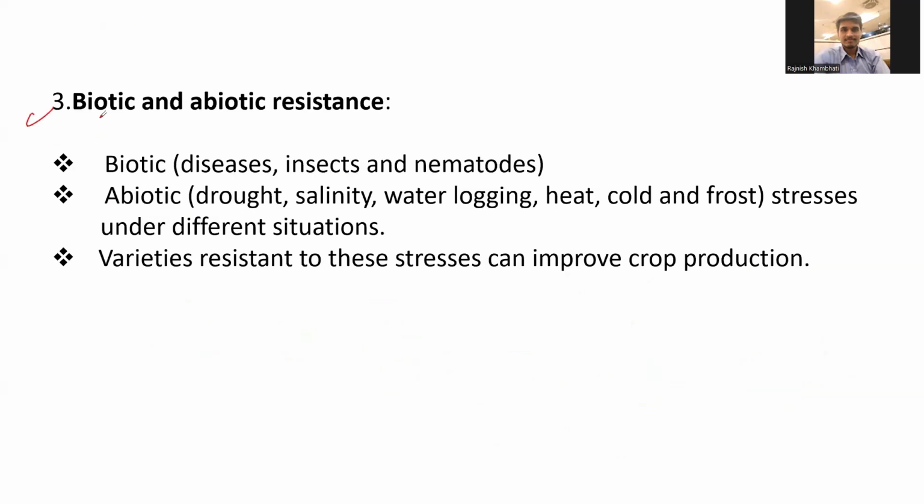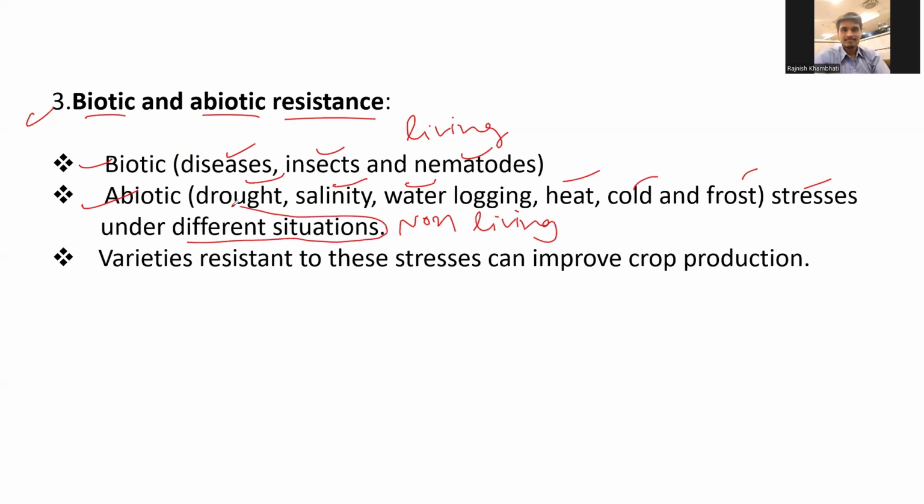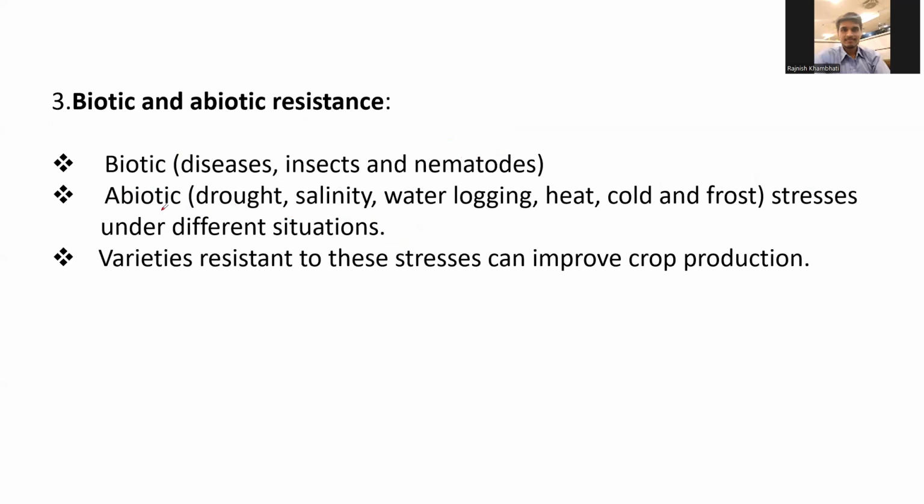Next is third, biotic abiotic resistance, where the meaning of biotic is disease, insects, nematodes, every living thing. Every living thing which is a factor affecting comes under biotic condition. And abiotic conditions means every non-living thing, like drought, salinity, water lodging, heat, cold, frost, stresses under different situations. So when these things affect the plant yield, this is known as abiotic factor. So biotic means living factor, abiotic means non-living factors.